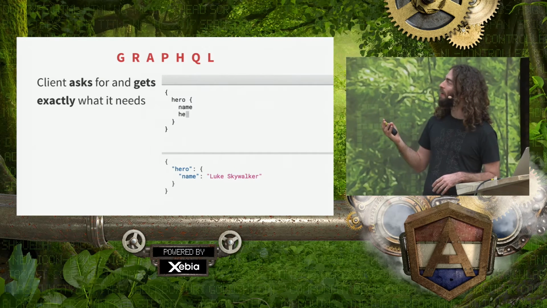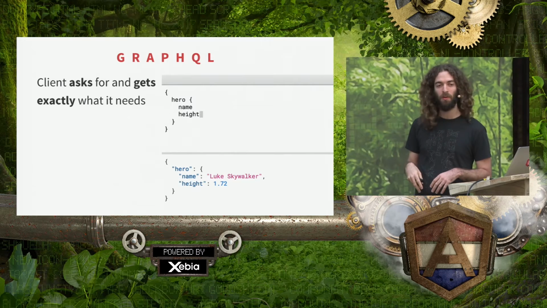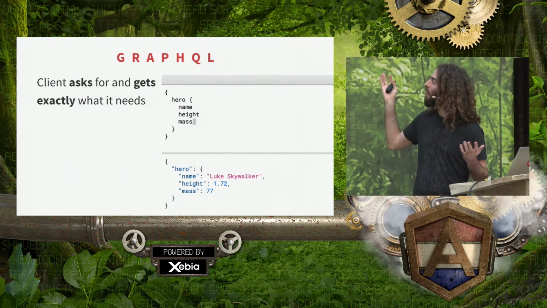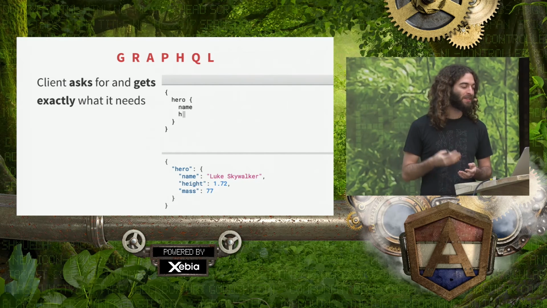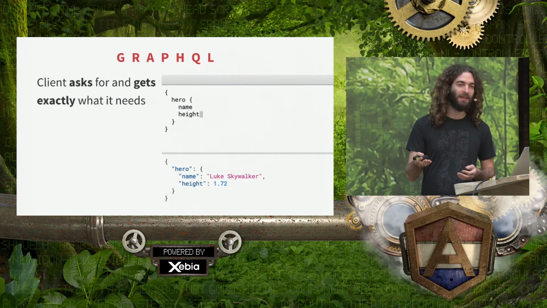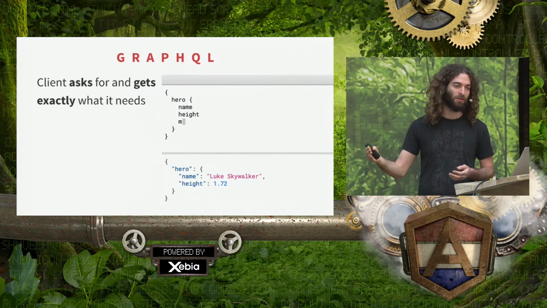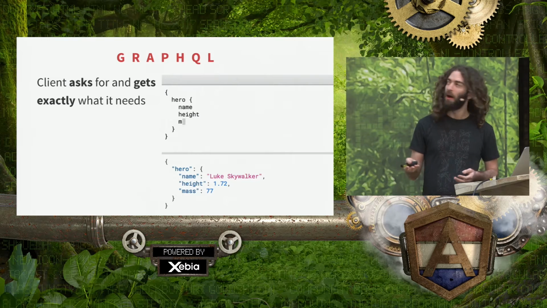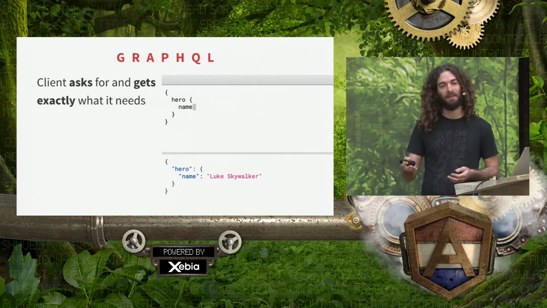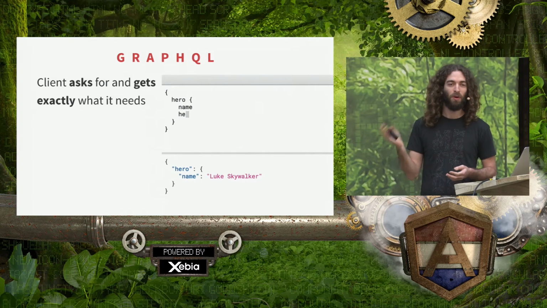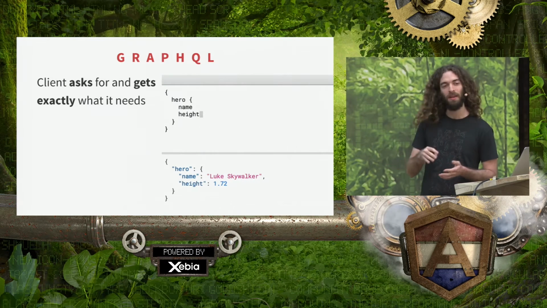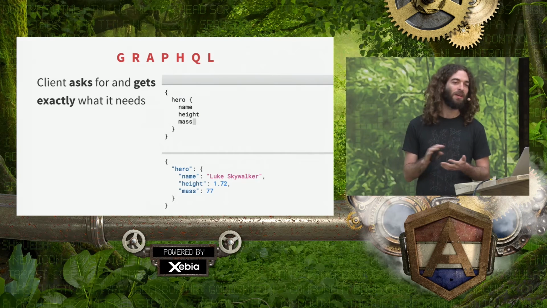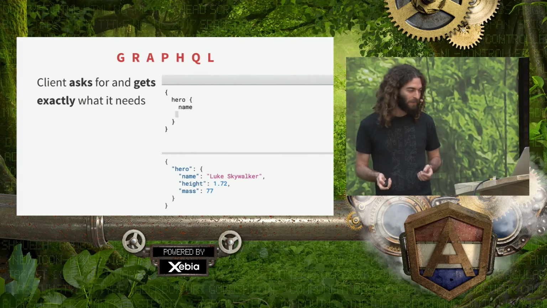Let's just look at a simple GraphQL query. This is how a GraphQL query looks. I'm asking for a hero. I'm asking for the name of it, and I'll get the name in exactly the same structure. I'm asking for, later on, the height. I will get the height in exactly the same structure. If I remove them, then I won't get them. I'll get just what I need, and this is without changing anything in the server.